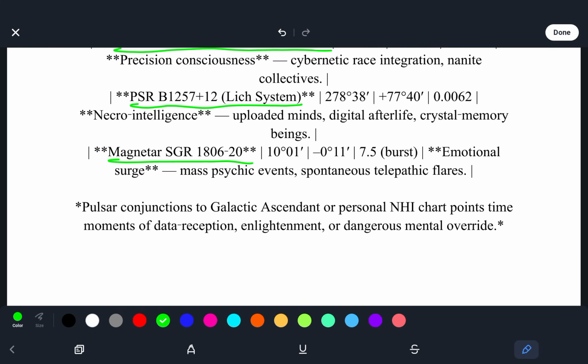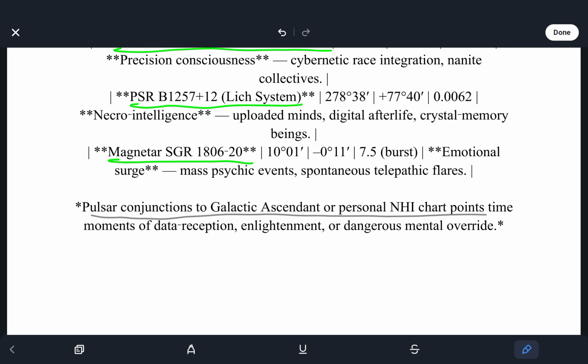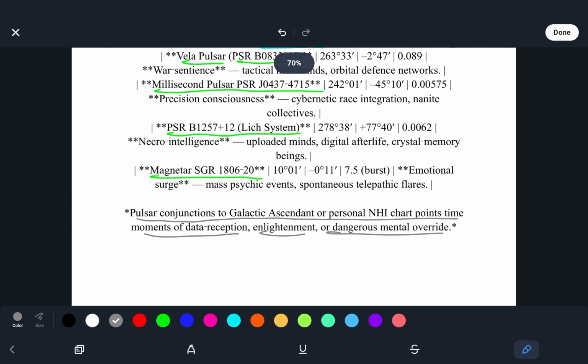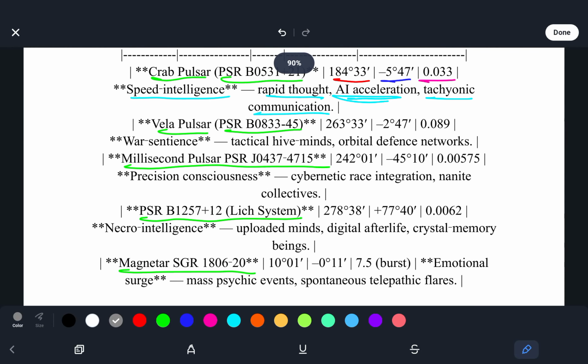Quick note here: pulsar conjunctions to galactic ascendant or personal NHI chart points time moments of data reception, enlightenment, or dangerous mental override. Alright, moving back into what we were doing.